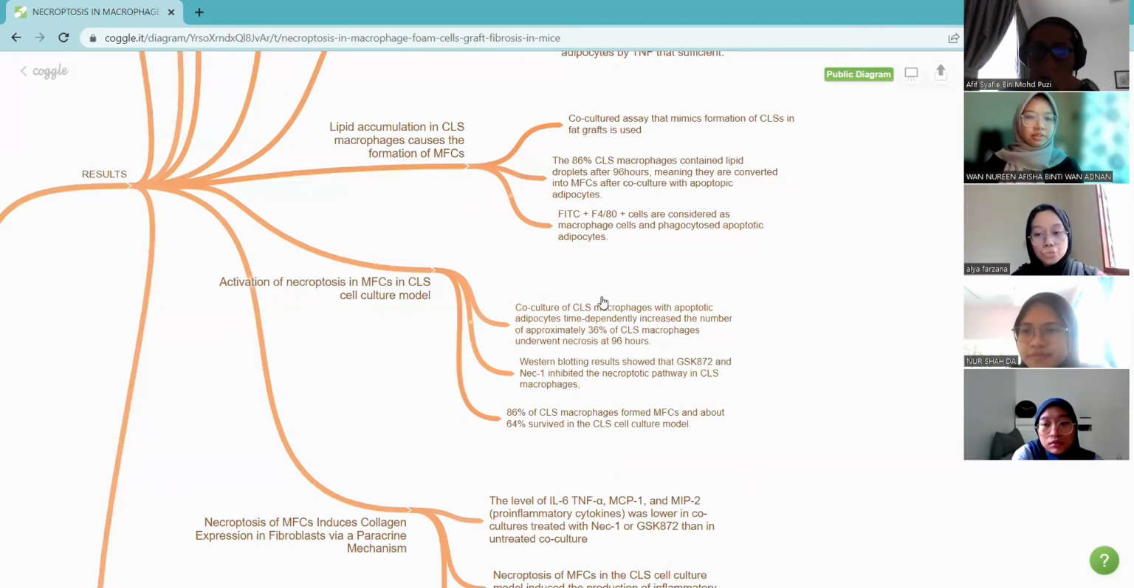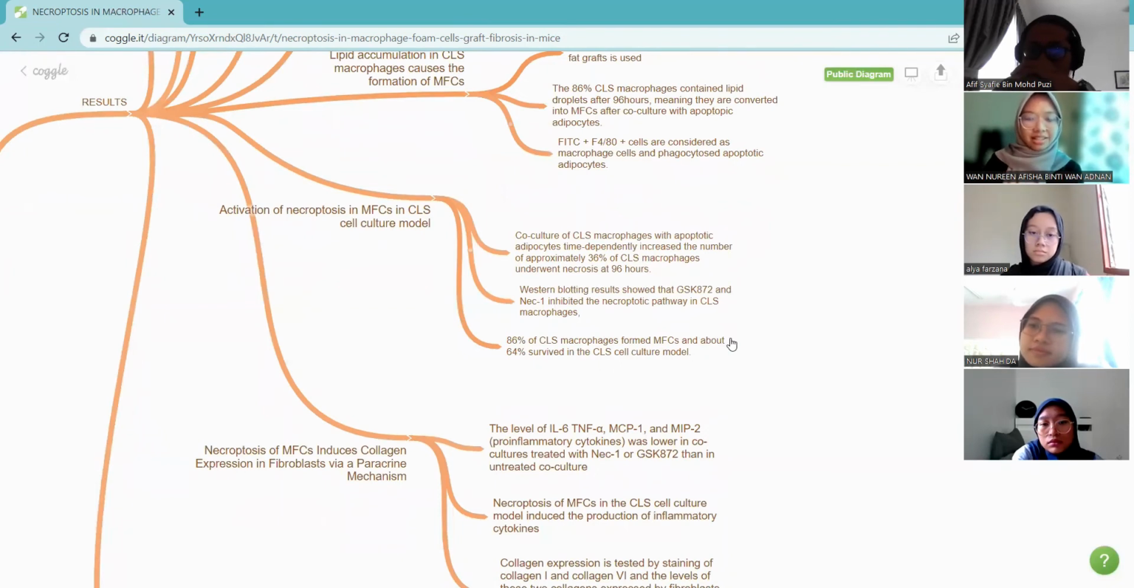Thank you, Shida. So I'll continue the results for this study. Lipid accumulation in cells such as macrophages causes two things, which are formation of MFCs and also the activation of necroptosis. Firstly, I'll talk about the formation of MFC. The co-culture assay that is used in this study actually mimics the formation of CLS in the mice fat grafts.